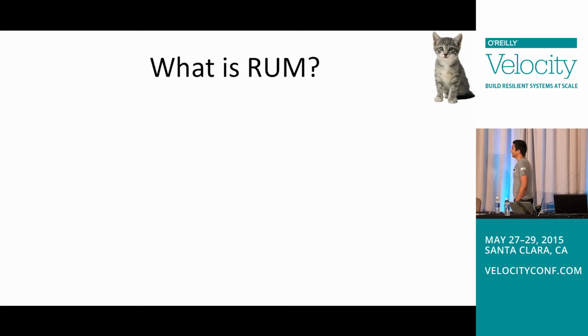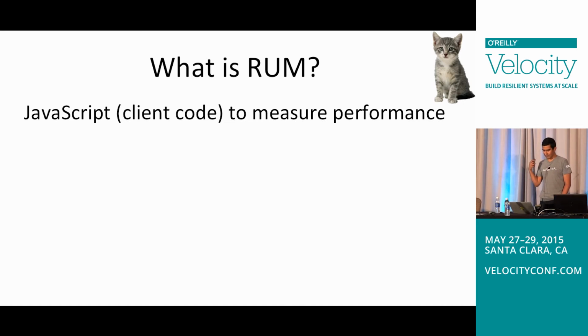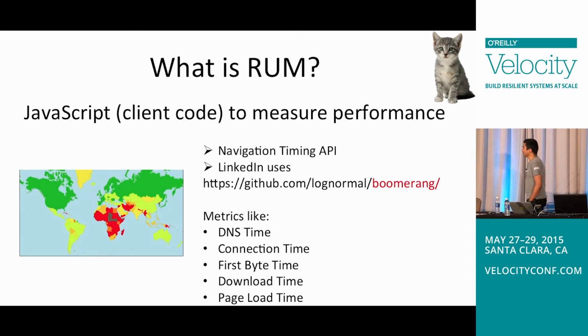So, what is RUM? In one sentence, I would describe it as client-side code to measure performance. On web pages, that's usually JavaScript. In mobile apps, you can write your own code, whatever you want. Whatever code you write on your client side to measure performance from the client's perspective, that's RUM. Most of the time, RUM is based on the Navigation Timing API, specifically for browsers.